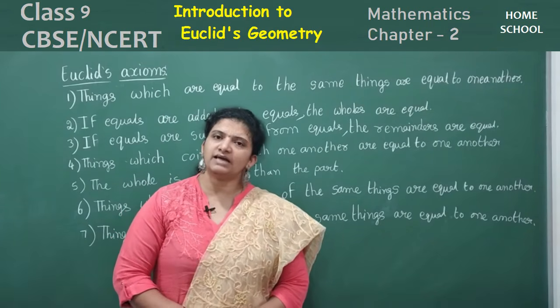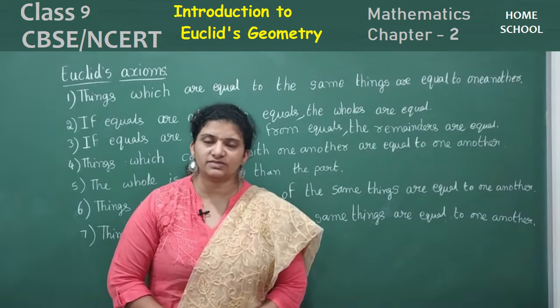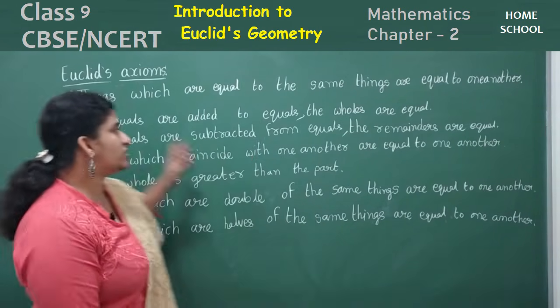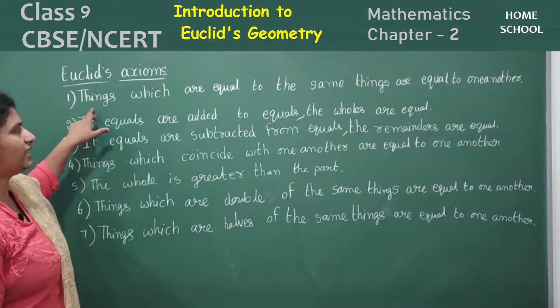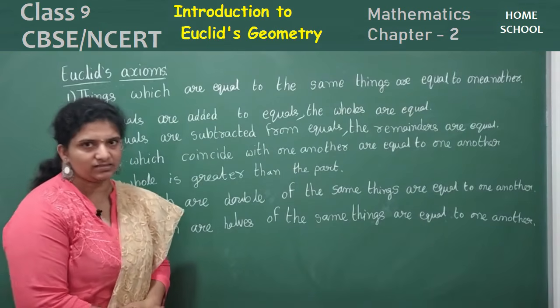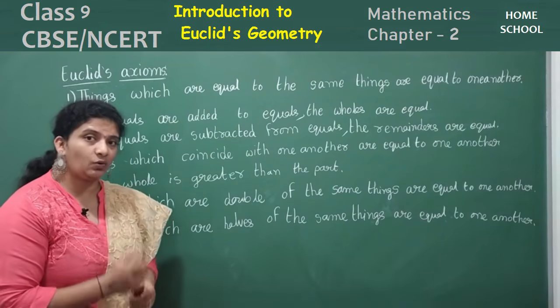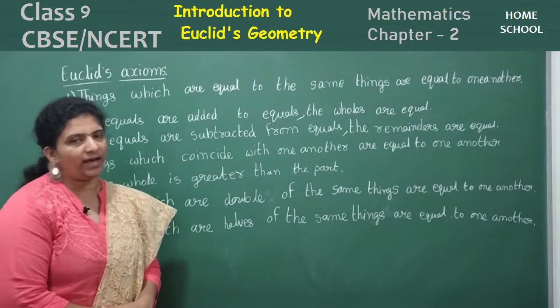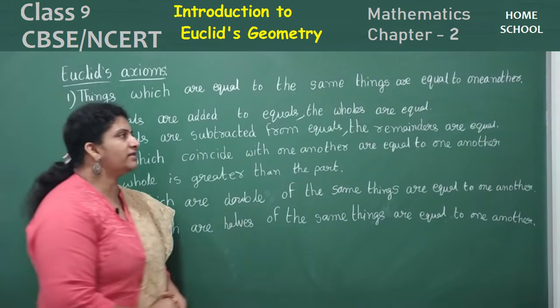So, let's start with Euclid's axioms. There are 7 axioms we are going to discuss here. What is axiom number 1? Things which are equal to the same things are equal to one another. What do you mean by this, children?